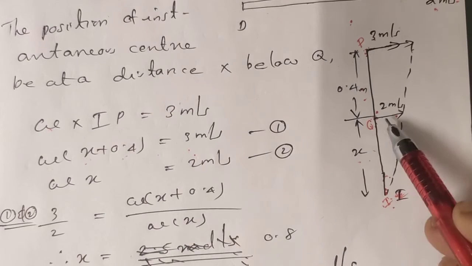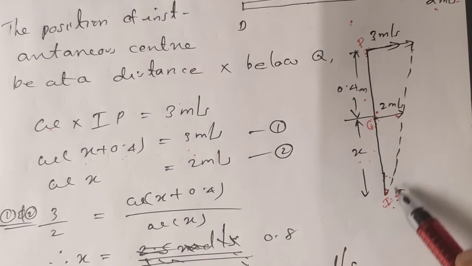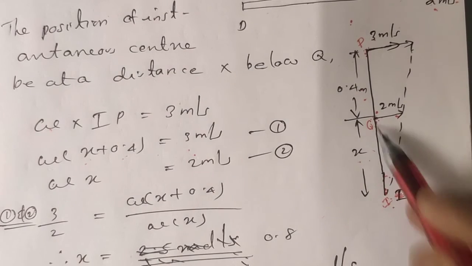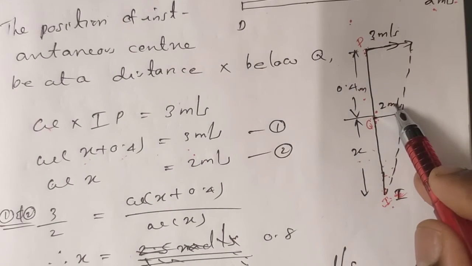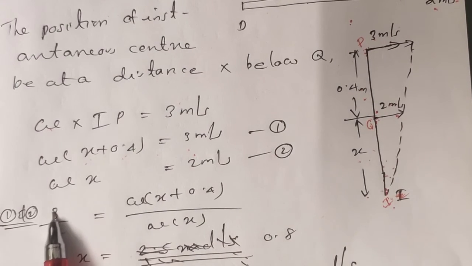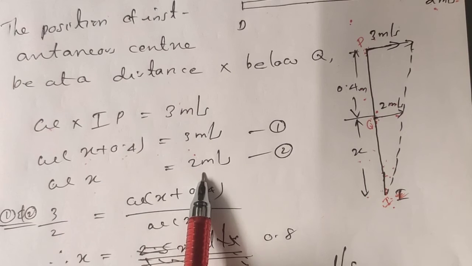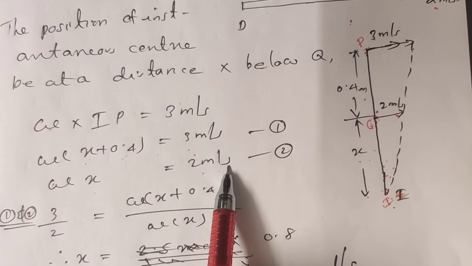In the second case, we are considering the velocity over here, that is 2 meter per second. That is IQ, the distance, into omega. IQ into omega is equal to 2 meter per second. So what is IQ? That is x. So omega into x is equal to 2 meter per second. This is the first equation and this is the second equation.